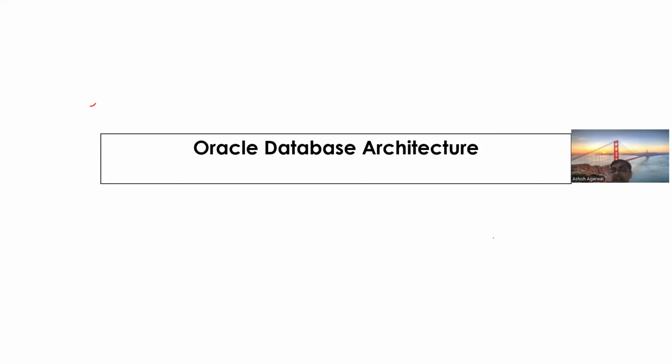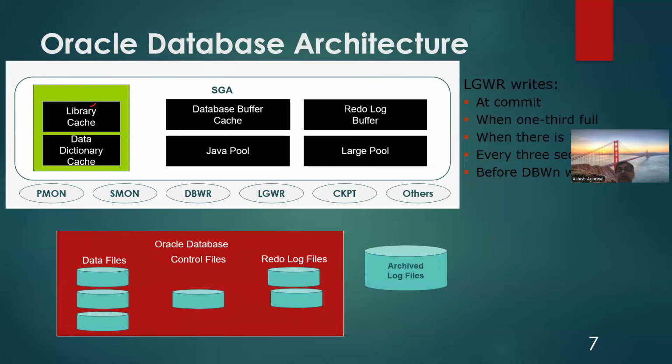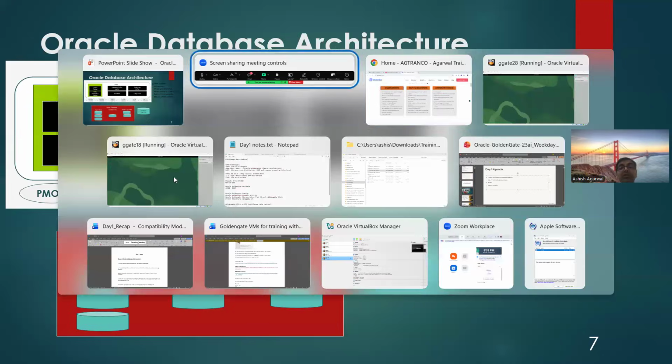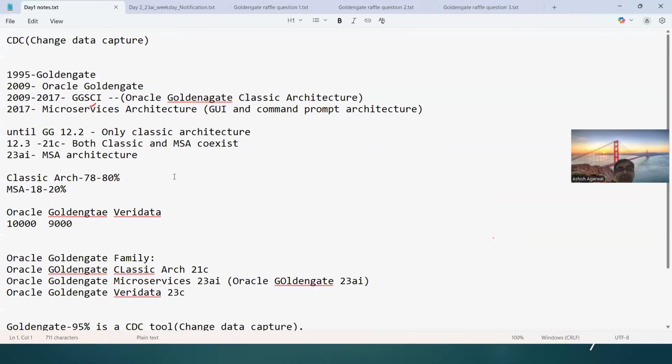Okay. So let us start our training. First of all, I'm going to discuss Oracle database architecture. Oracle GoldenGate is a product which works with the database, right? So first of all, what is GoldenGate? GoldenGate is a CDC tool. CDC stands for change data capture. Whatever data changes are happening in the database, GoldenGate captures those and applies them on the target database.